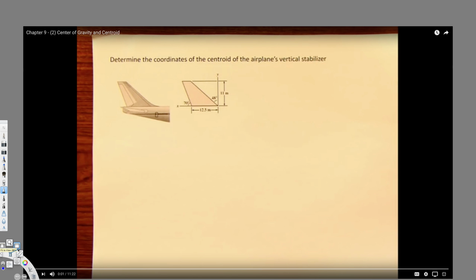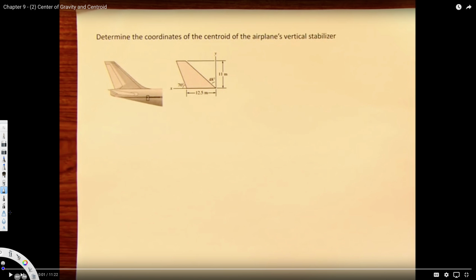Guys, let's do this problem right here. The question is asking, determine the coordinates of the centroid of the airplane's vertical stabilizer. So we have this stabilizer right here. This is a complex object, right? So we can't directly find the centroid, therefore we have to find a picture that's going to give us the simplest form.